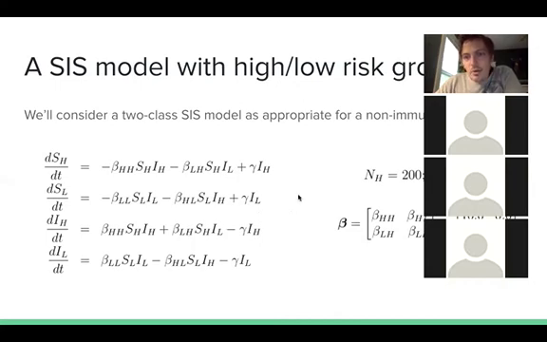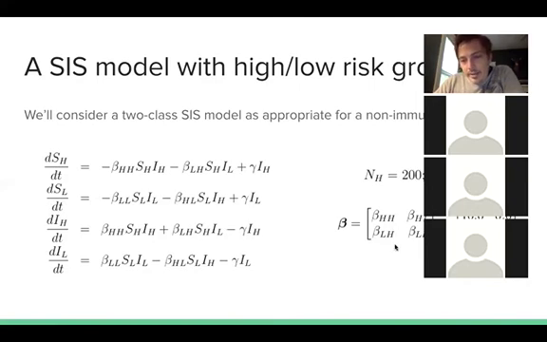And so what we'll do to consider the case of something like the 80-20 rule is we'll consider that the majority of the population is actually in the low risk group. So 800 individuals are in the low risk group, and only 20%, or 200 individuals, are in the high risk group.